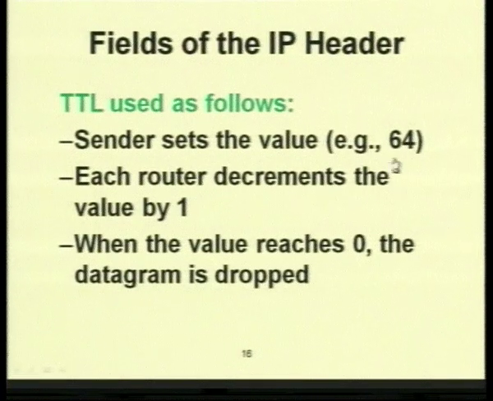So, this is how the TTL is used. Your sender sets the value, say to 64, and each router decrements the value by 1. When the value reaches 0, the datagram is dropped. Essentially, what we are saying is that 64 hops it is allowed to go through in the network. If it goes more than 64 hops, we will drop it.